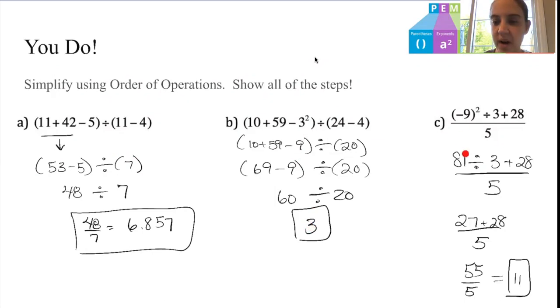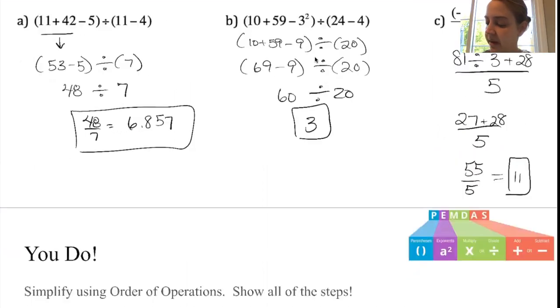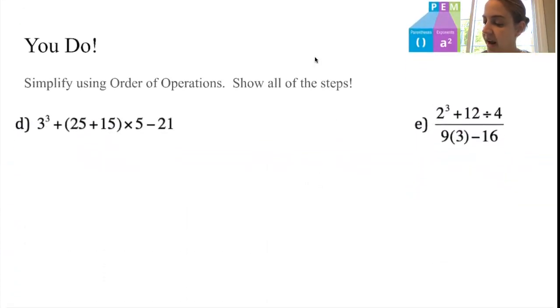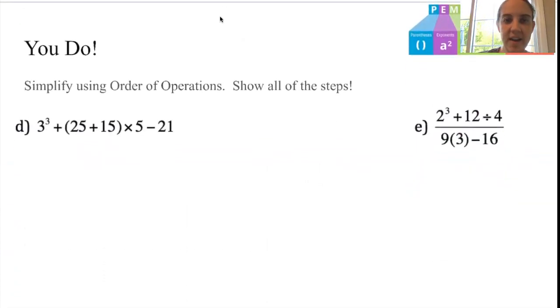This negative 9 squared, that's a tricky spot. Should be positive 81 divided by 3 plus 28. 81 divided by 3 is 27. I wind up with 11 when I'm all done. All right, same thing. Pause your video here and try these.